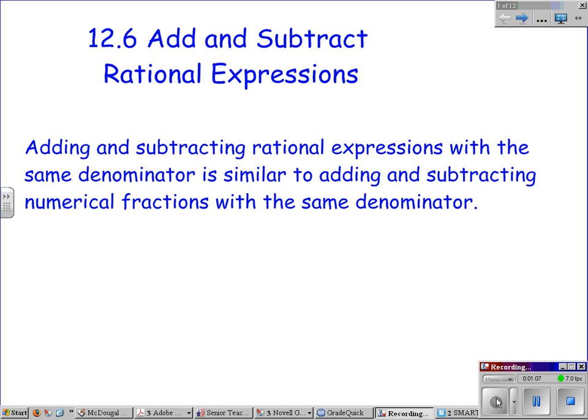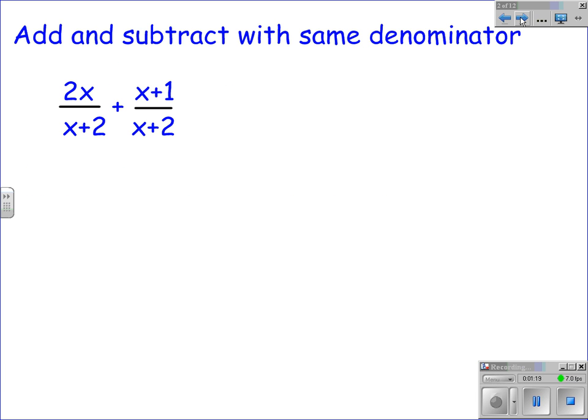We are on the second of two last sections. We have 12.7 yet. I believe you have a quiz next Friday, so keep that in mind, a quiz next Friday. We're going to add and subtract with the same denominator to start out with here.